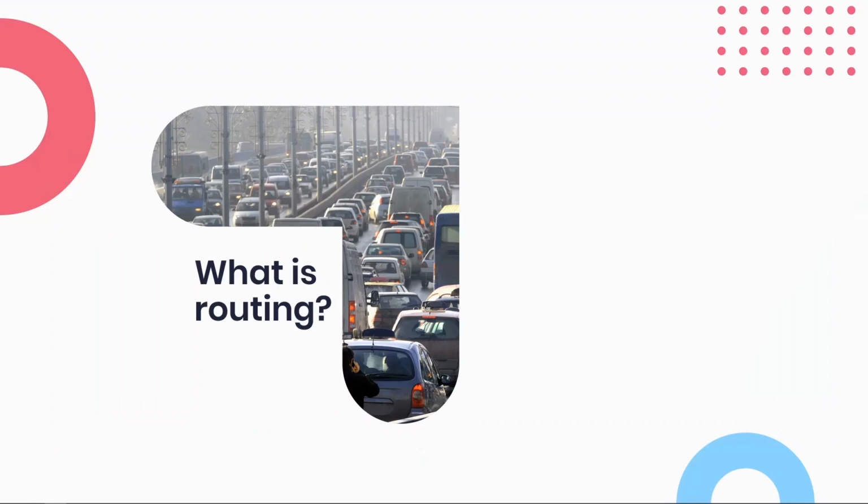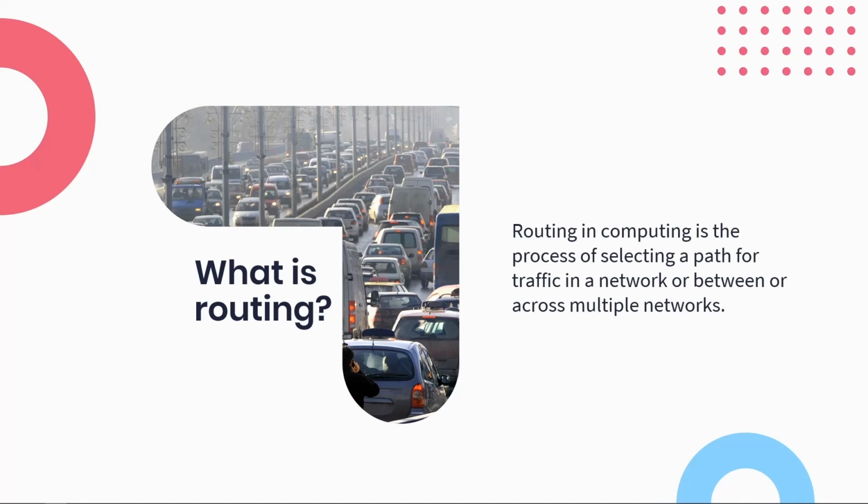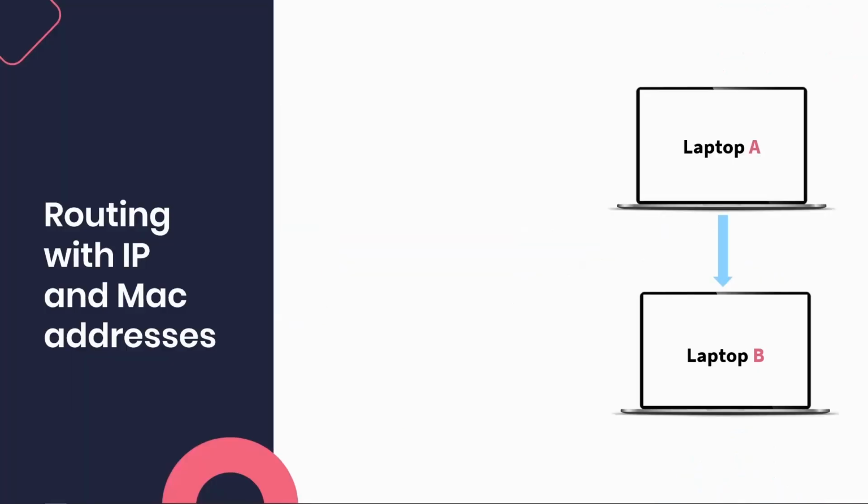We are going to wind up this lesson by looking at how IP addresses and MAC addresses affect routing, starting from a sender's end device, laptop A, to receiver's laptop B. But before we go into how IP and MAC addresses affect routing, let's quickly stop to make sure we all understand the term routing. Routing in computing is a process of selecting a path for traffic in a network, or between or across multiple networks. So let's take it step by step to see how IP and MAC addresses affect routing.